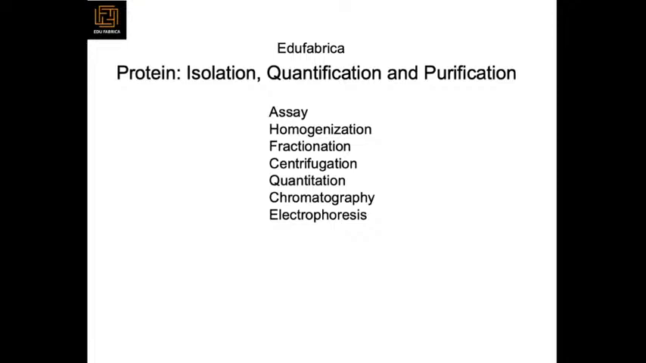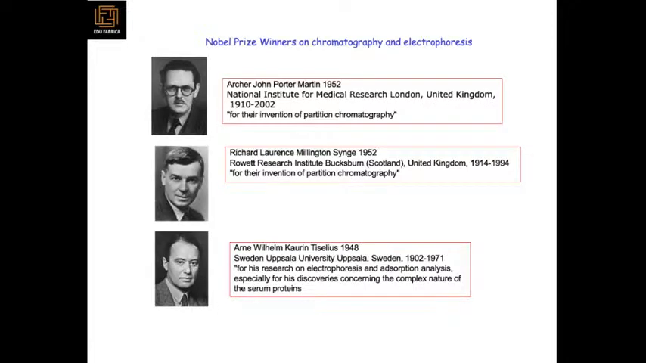So protein isolation, quantification, purification. This part has been divided into homogenization, fractionation, centrifugation, quantitation, chromatography, and electrophoresis. So, the Nobel Prize winners on chromatography and electrophoresis.